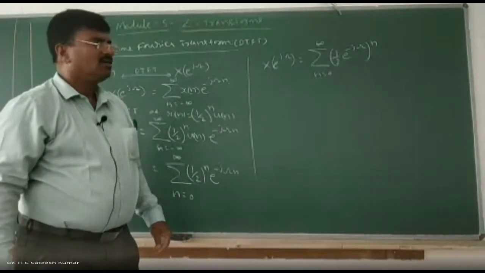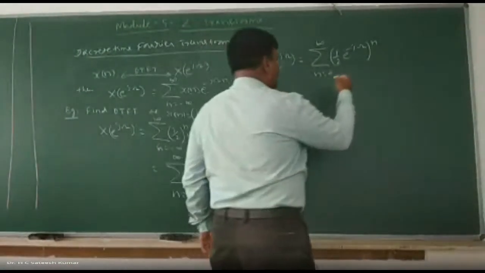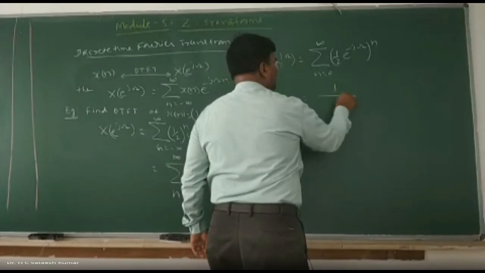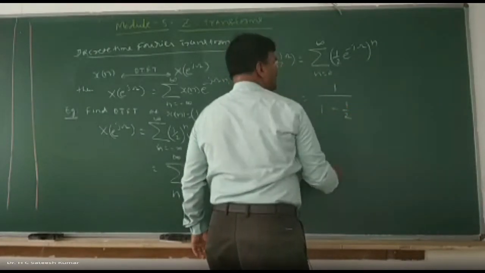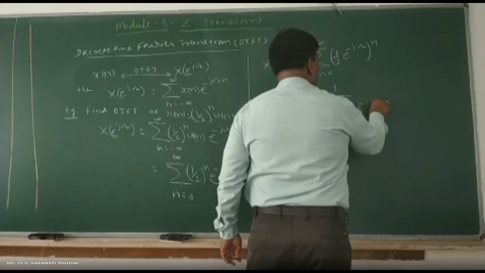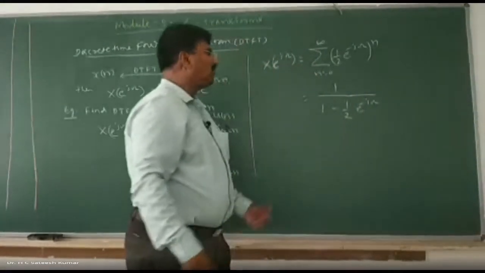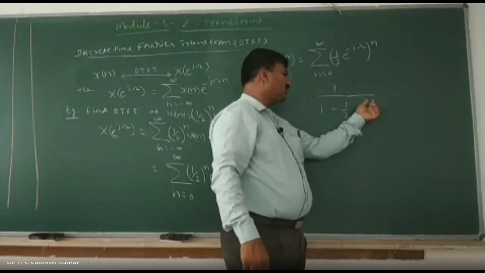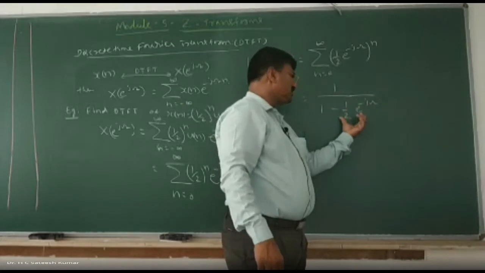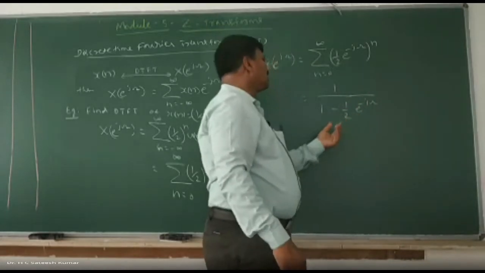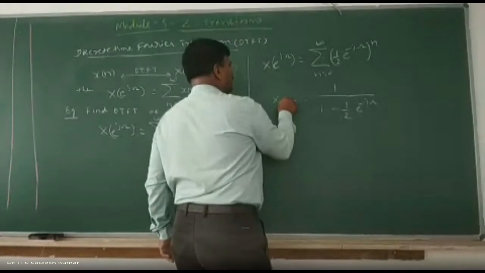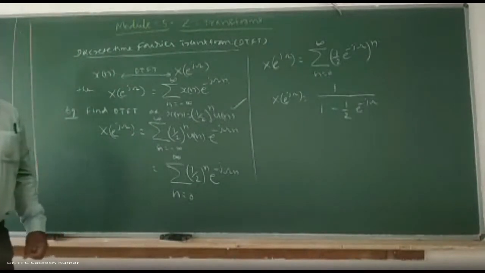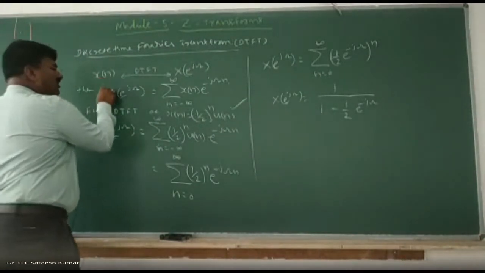Use the formula. What is this one? This is nothing but the sum of a to the power of n, which is equal to 1 divided by 1 minus a, so 1 divided by 1 minus half e to the power of minus j omega, provided the magnitude of a is less than 1. The magnitude of this quantity, r into e to the power of j theta, is half, which is less than 1 only, right? So this is the Fourier transformation of x of n equal to half to the power of n into u of n, and this is the definition of the Fourier transformation.